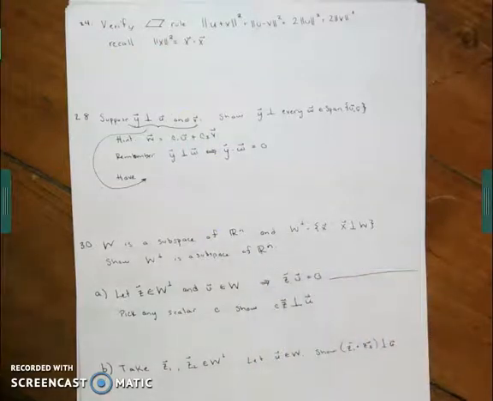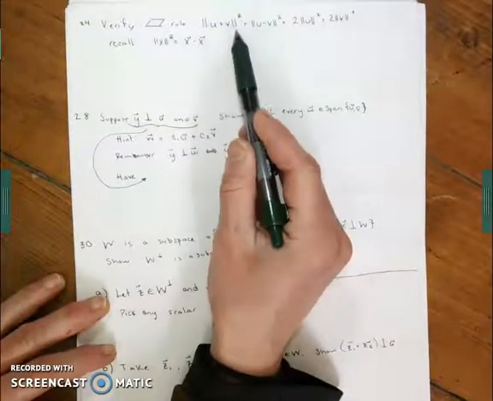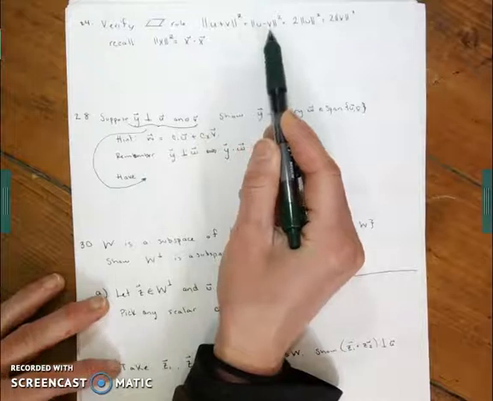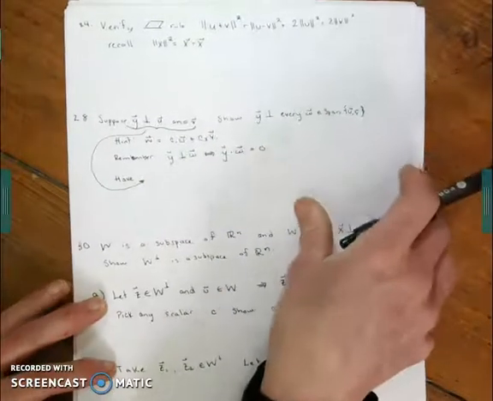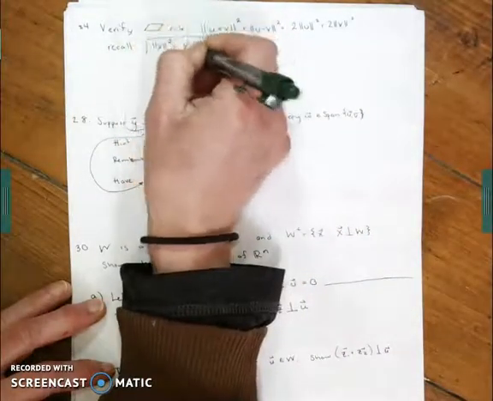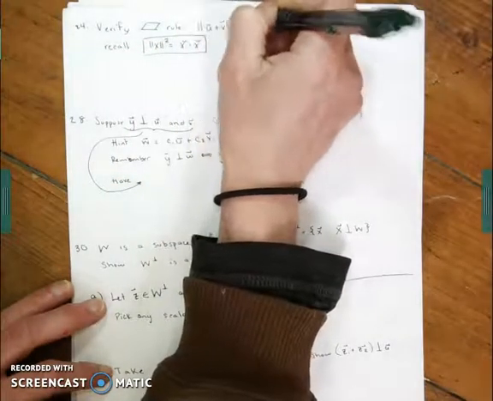So question 24 wants you to prove the parallelogram rule, which says that the norm of u plus v squared plus the norm of u minus v squared equals 2 times the norm of u squared plus 2 times the norm of v squared. The key thing to remember here is that the norm squared of a vector is just that vector dotted with itself. So again, these are all vectors.